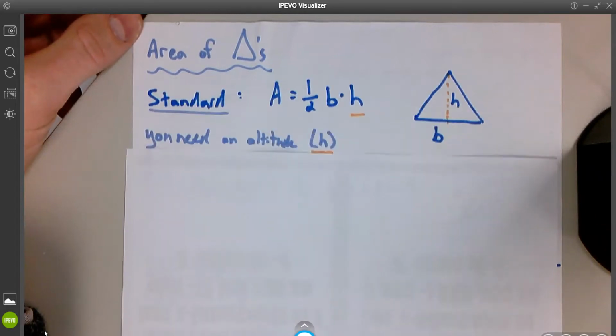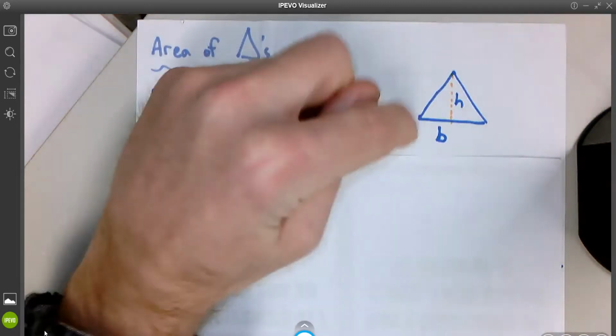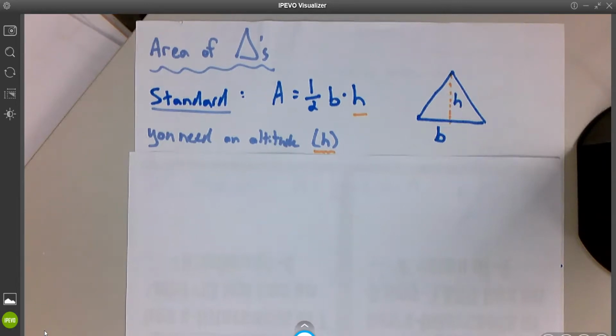The first version is what you guys remember, hopefully, from your geometry days. It's 1/2 base times height. The height being the altitude. There has to be a perpendicular height. This h has to be perpendicular to a side. Then it's just base times height divided by 2. Standard form area of any triangle.